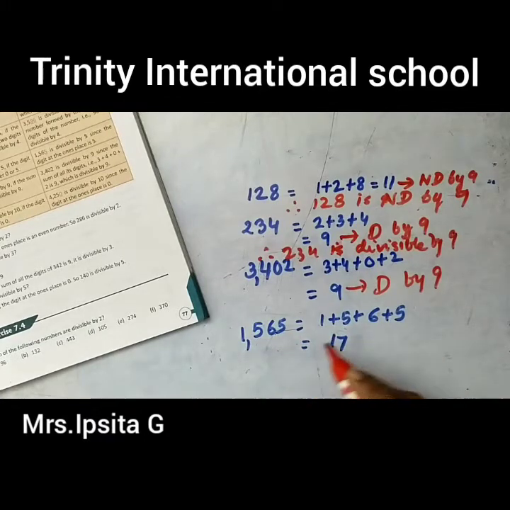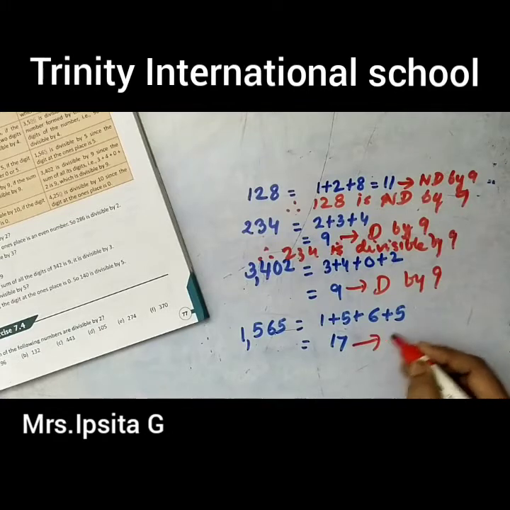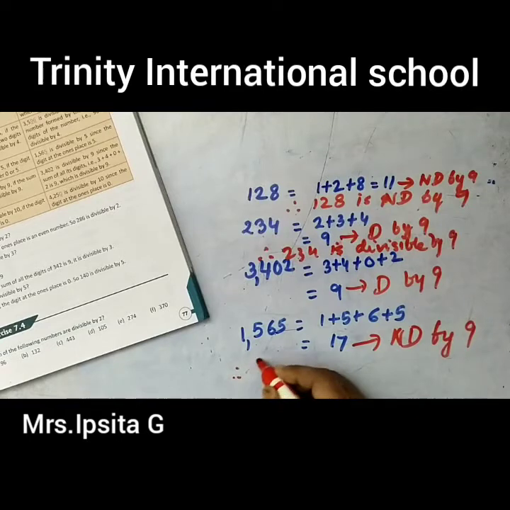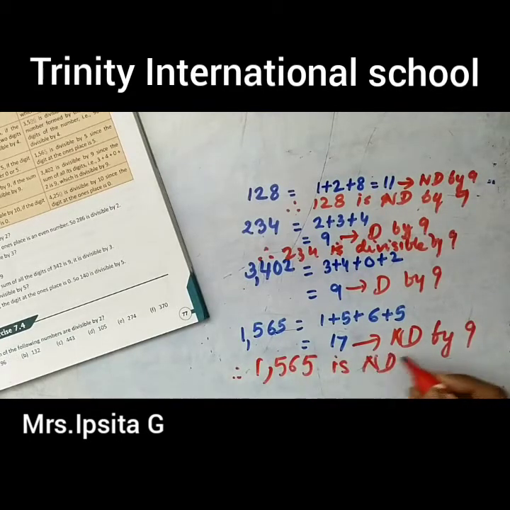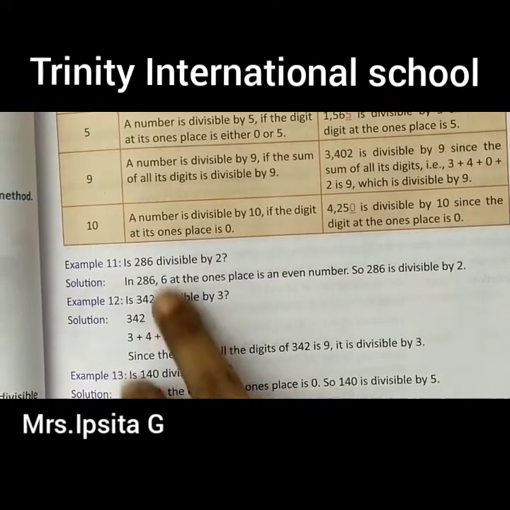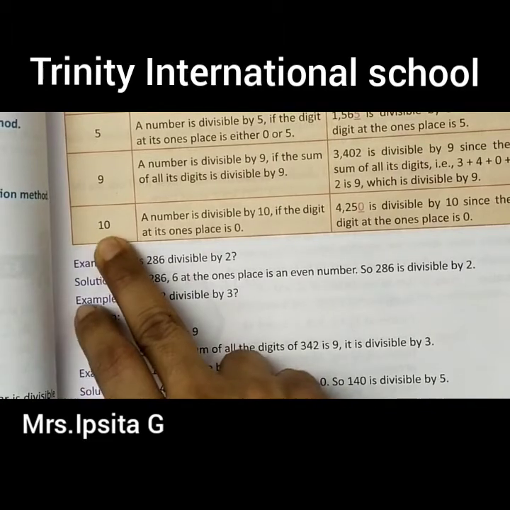Now here in this number you have got 17, which is not divisible by 9. Therefore 1565 is not divisible by 9. So this is how you have to follow the rule, and then you can easily say whether the given big number is divisible or not. Now see the last rule, that is divisibility by 10.